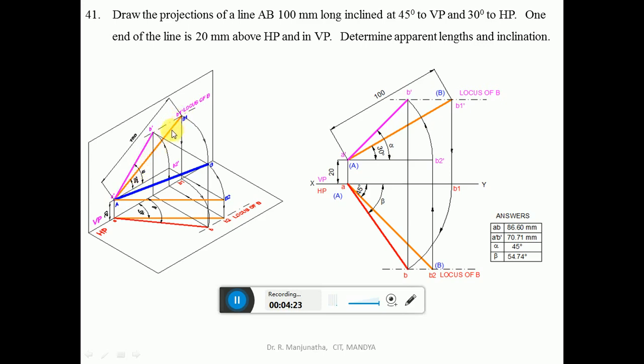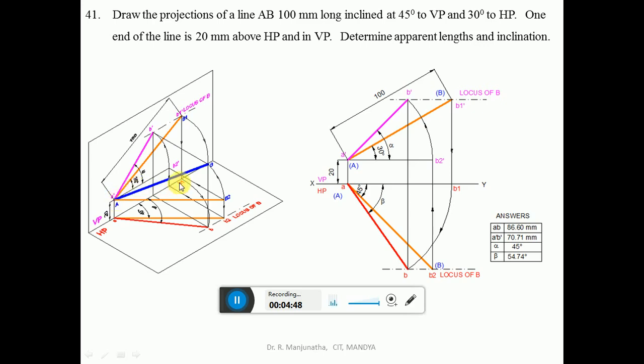The front view true length, so this is the true length in VP. So obviously it should be parallel to VP. So when you look from the top view, end A is in VP. So obviously the point end B1 should also be in VP. So you're going to get the line AB1, which is parallel to VP. Since it is parallel to VP, you are getting the true length in VP. So this is going to be the true length in VP.